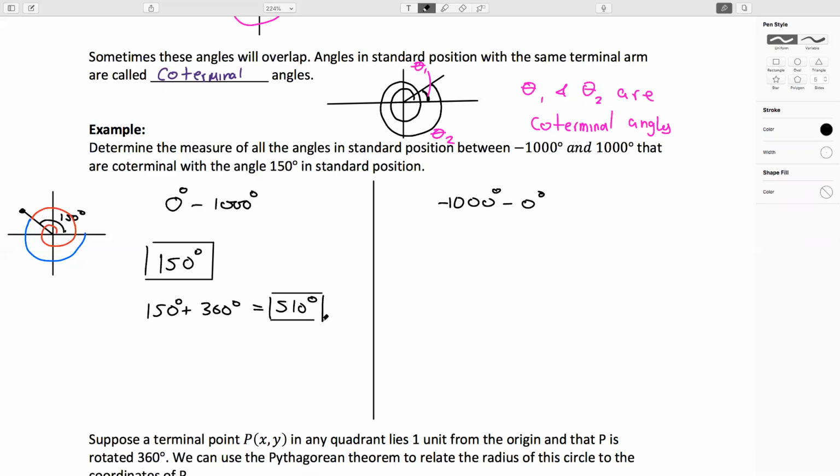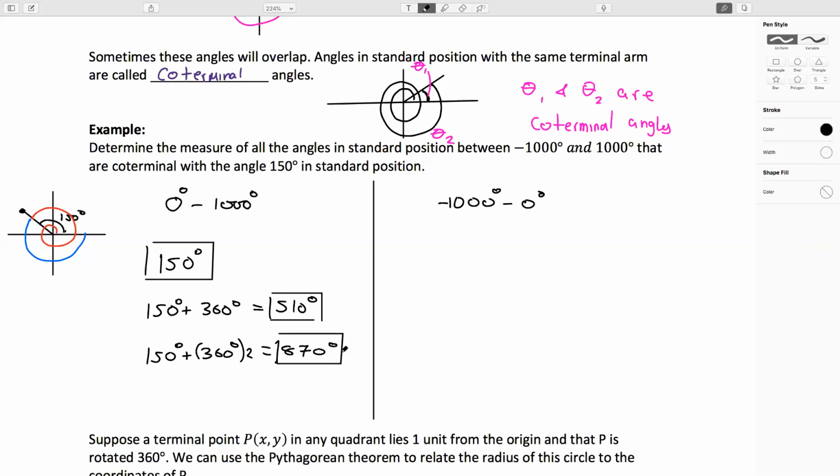We can do the same thing, but we can add 360 twice. So we can go 150 degrees plus 360 degrees times 2. And this gets us 870. We can keep doing this until we get outside of our range. And in this case, this is as far as we go, because another 360 puts us past 1,000.